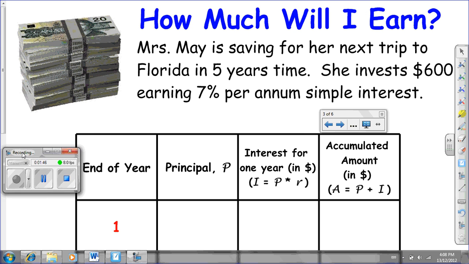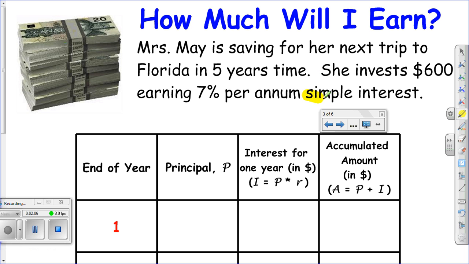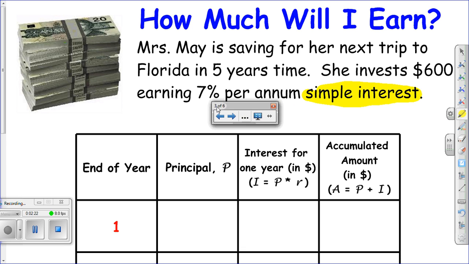All right, so let's go through an example that's going to model exactly how simple interest works on an investment. So how much will I earn? Mrs. May is saving for her next trip to Florida in 5 years. She invests $600, earning 7% per annum, so that's for the year, simple interest. You want to always look for the term simple interest in the problem, because if it is a simple interest problem, you know that the interest is only being earned on the principal, which is the amount you invested, and there's a specific way to calculate simple interest in comparison to the other ones. So let's take a look at the table.